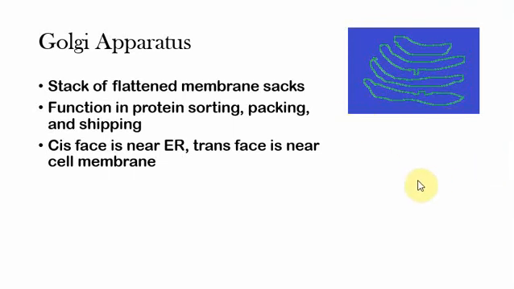And now these two different sides have names. As you can see here, the cis face is the side that faces the endoplasmic reticulum, and the trans face is the side that faces the cell membrane. You can remember this because the trans face is the side where proteins are transported outside of the cell.